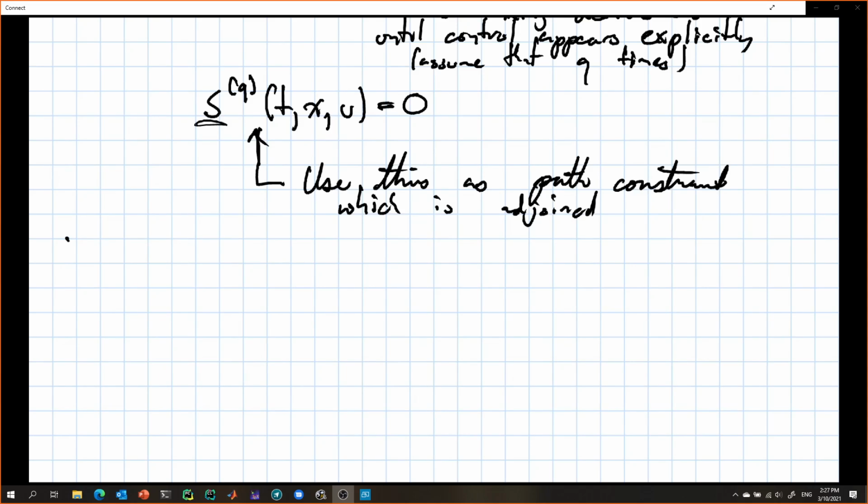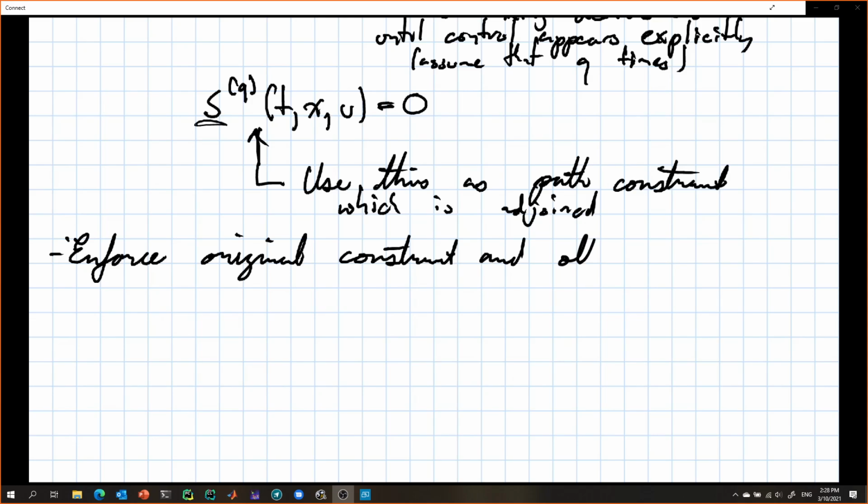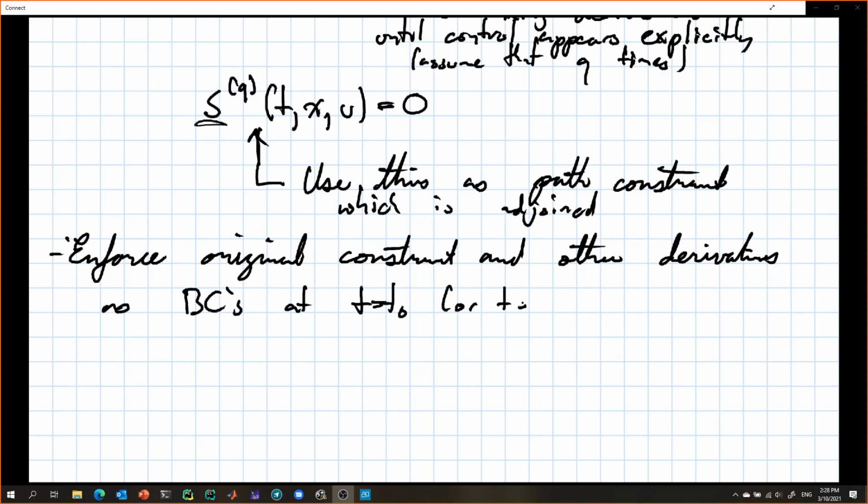So in addition, we enforce the original constraint and other derivatives as boundary conditions at t equal to t naught, or it could also be t equal to tf. It's your choice. You can do either one.